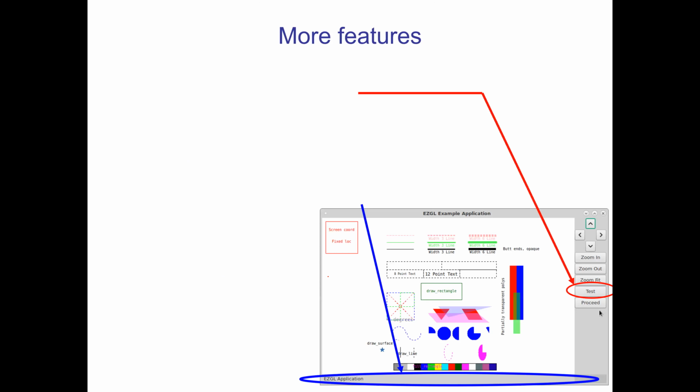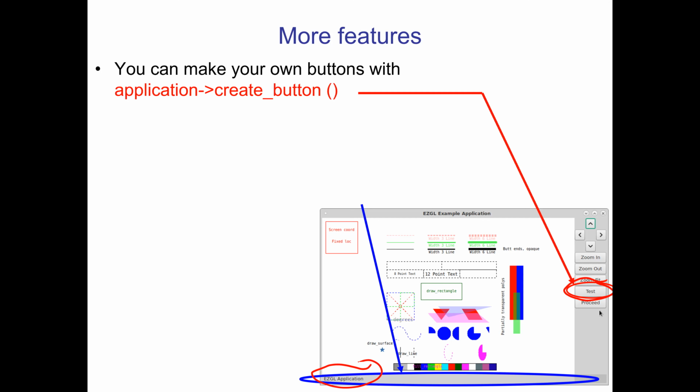Okay, so I'm going to skip the demo. Okay, a few more features. You can add your own buttons. And if you look at the example application for EasyGL on Quarkus, you'll see that it does that. And I went over how to do this in tutorial today too. And you can also write messages in the bottom of the screen here.